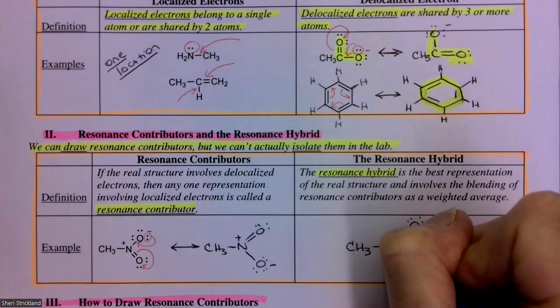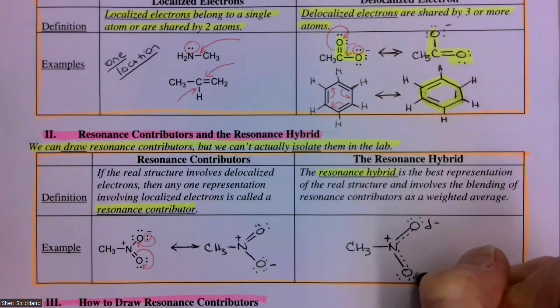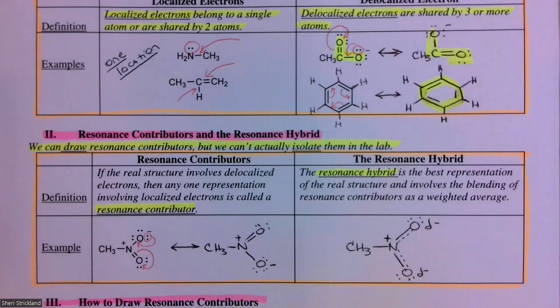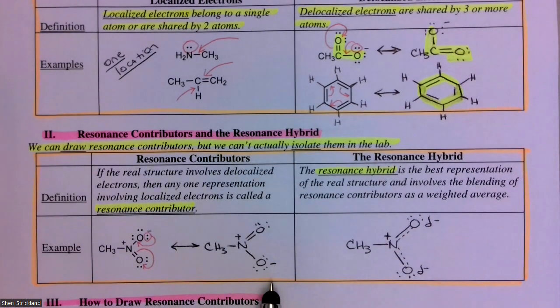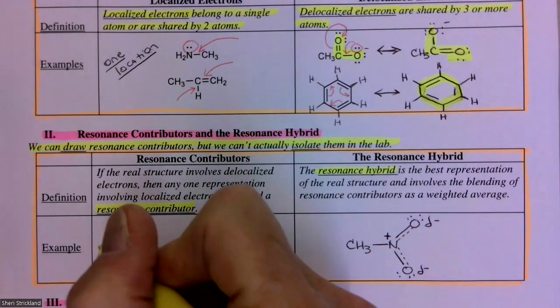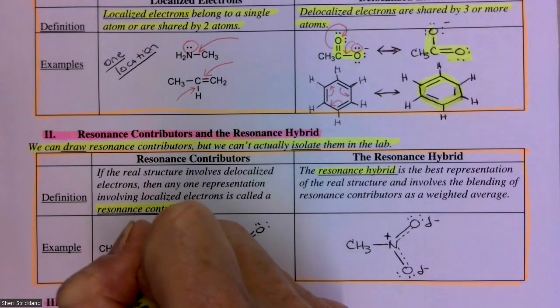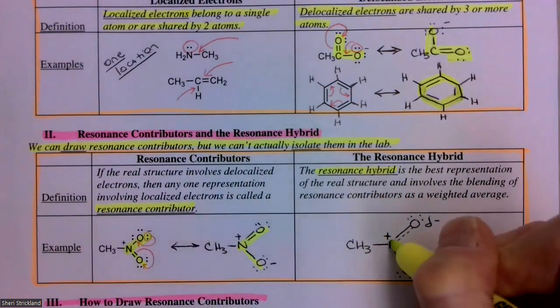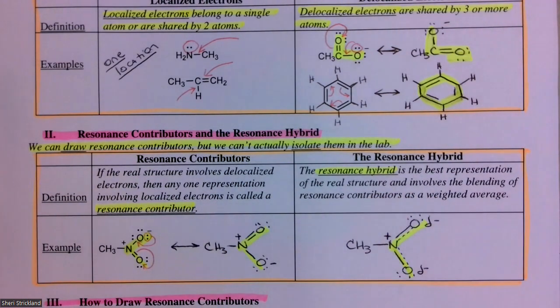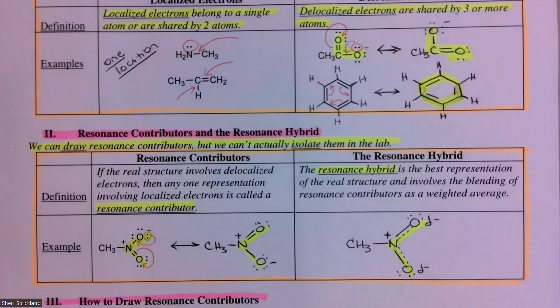This gives us partial negative charges on these two oxygens. The reason they have partial negative charges is that in one resonance contributor, it's uncharged here and negative there. So it's a partial negative in the resonance hybrid. Same thing for this one. Now the nitrogen has a positive charge in both of them, so it still has a full positive. But this is the delocalized portion, and that's where we see the electron movement.